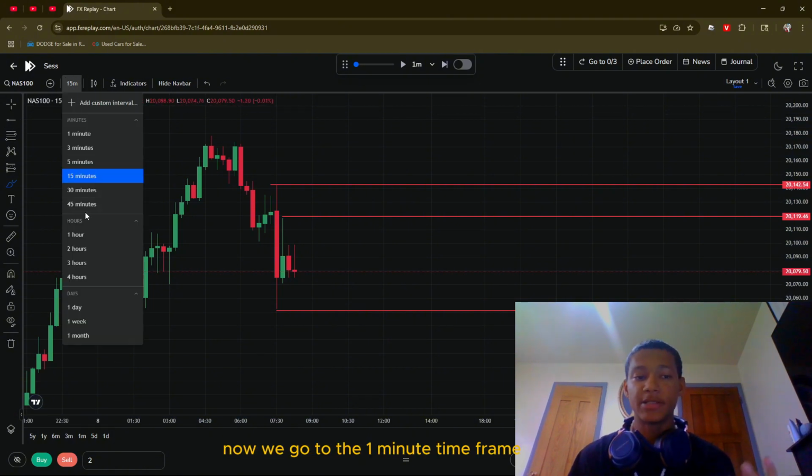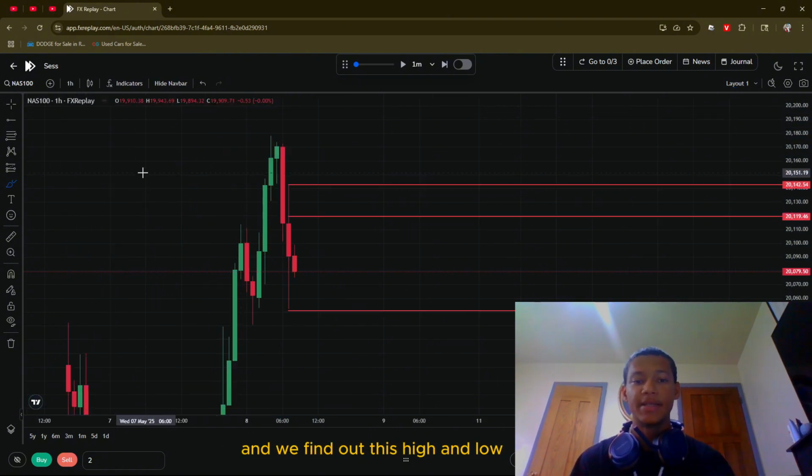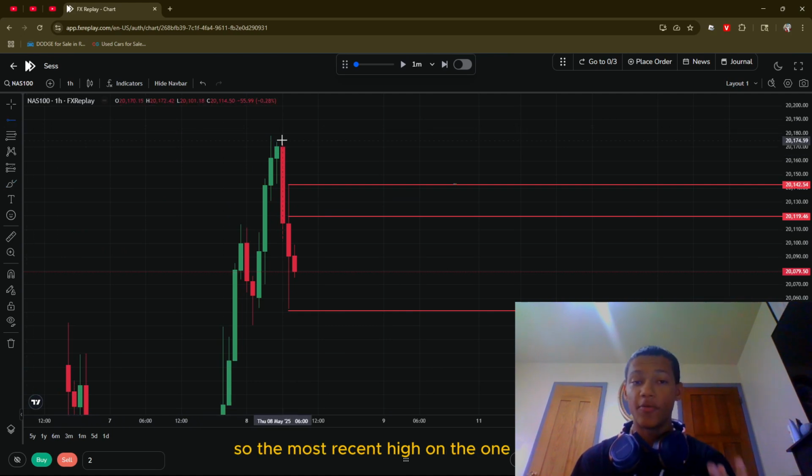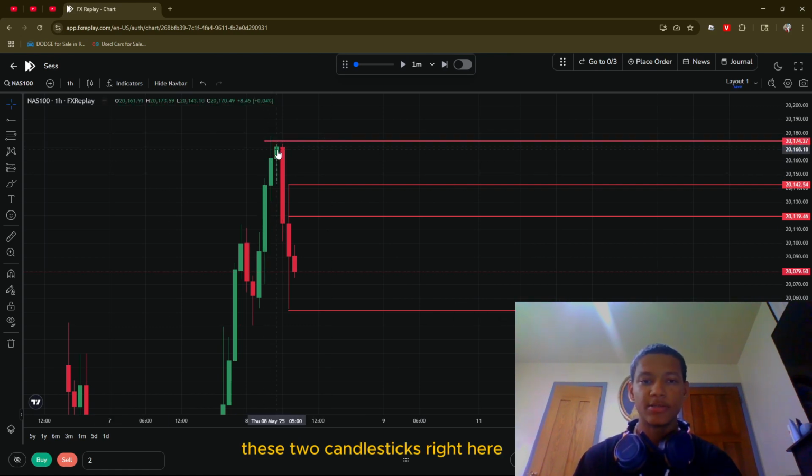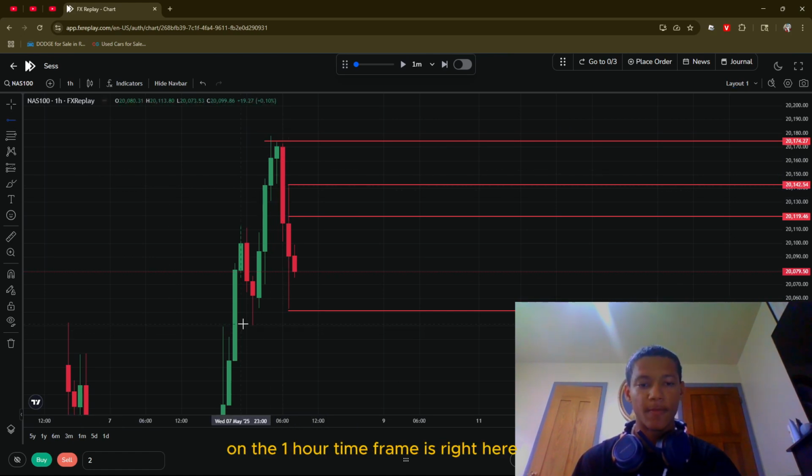Now we go to the 1 hour time frame, and we find out this high and low. So the most recent high on the 1 hour time frame is right here. These two candlesticks right here, up, and then move down. Then the most recent low on the 1 hour time frame is right here. Then move down, then move up.